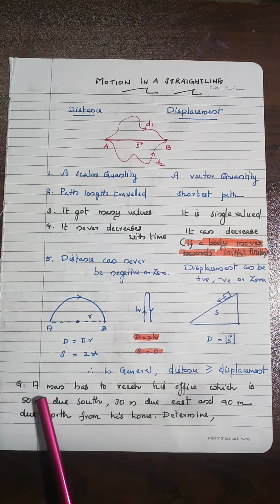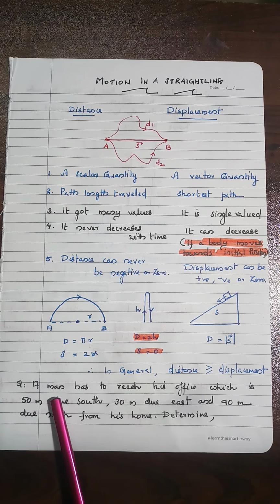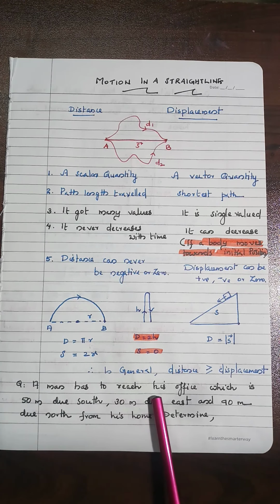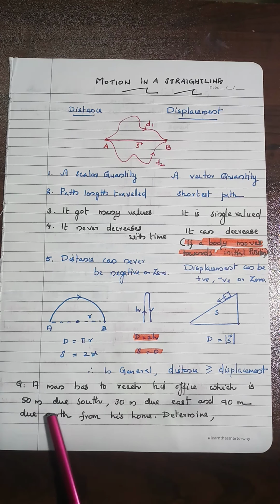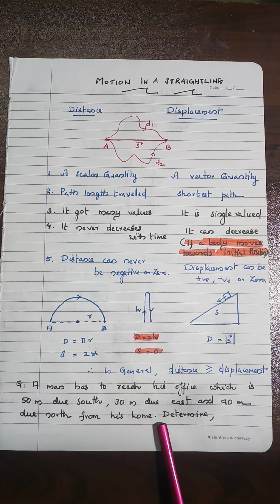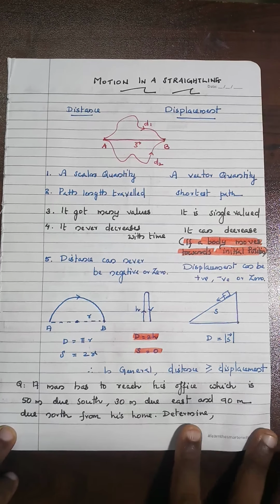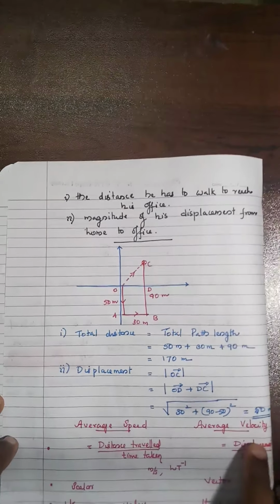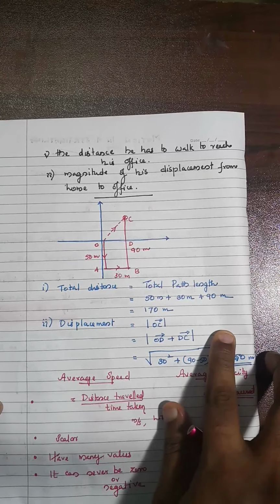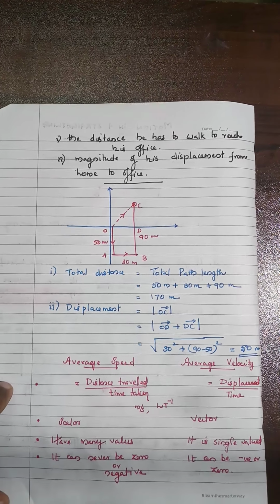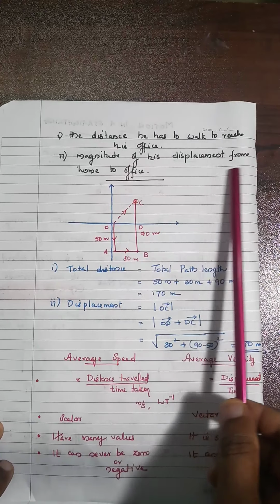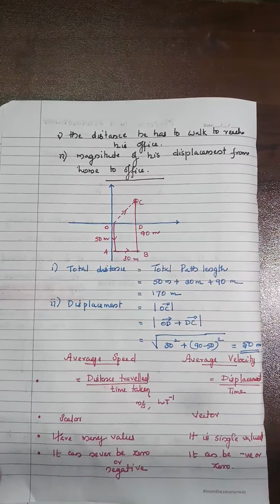We can go with one important question. Read the question carefully. A man has to reach his office, which is 50 meter due south, 30 meter due east, and 90 meter due north from his home. Determine: two questions we have to answer. The distance he has to walk to reach his office, and the second question, the magnitude of his displacement from home to office.